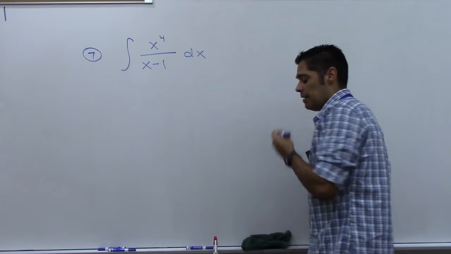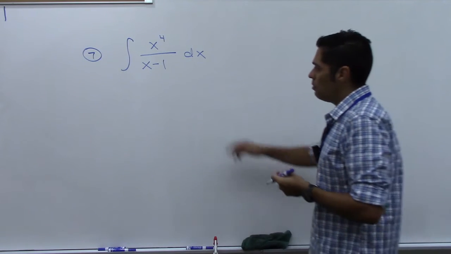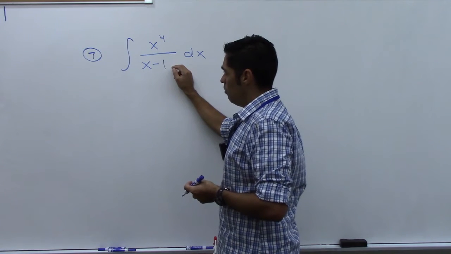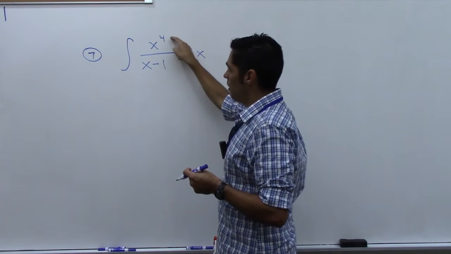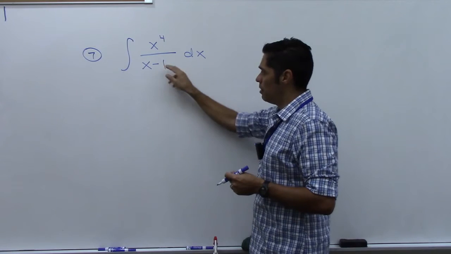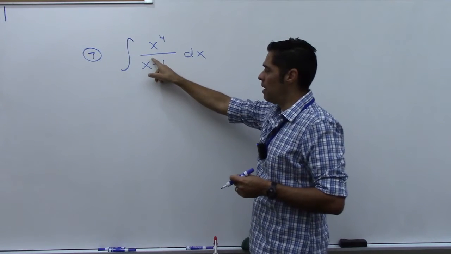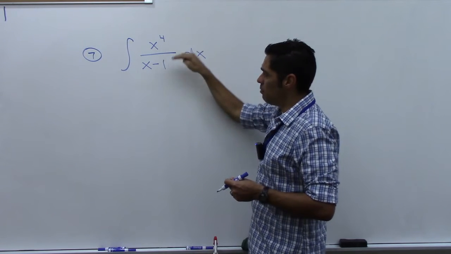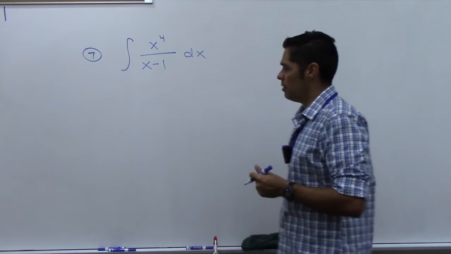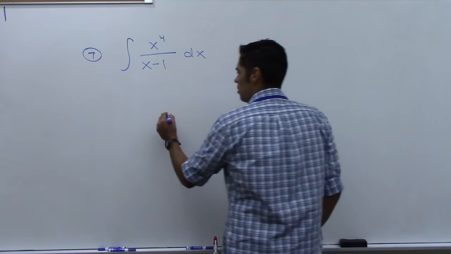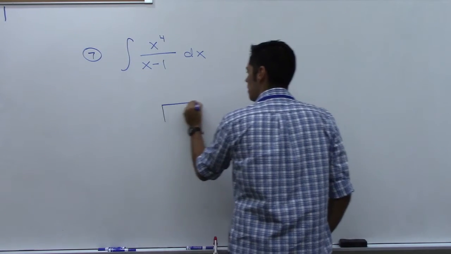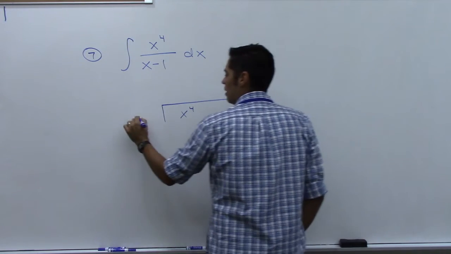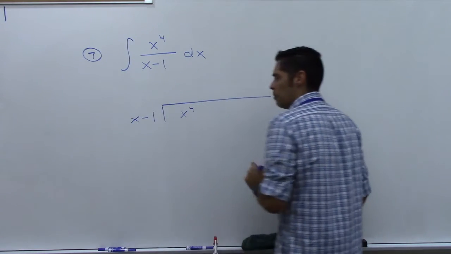So the technique is that if we have a polynomial over a polynomial, we first look to see what the degree of the top one is. So the degree here is 4. The degree of the bottom polynomial is 1 because the power on x is 1. Anytime the degree on the top is bigger than or equal to the bottom, we're going to do long division first. So my first step for this problem is to set up long division. I take the numerator, x to the 4th, put my denominator out here, and then I apply long division.